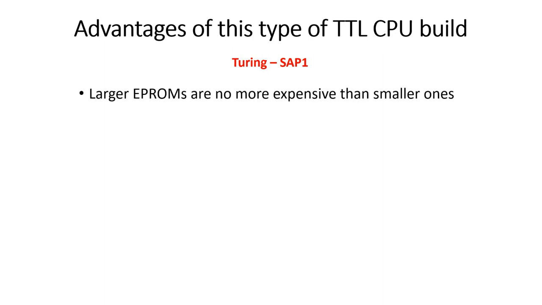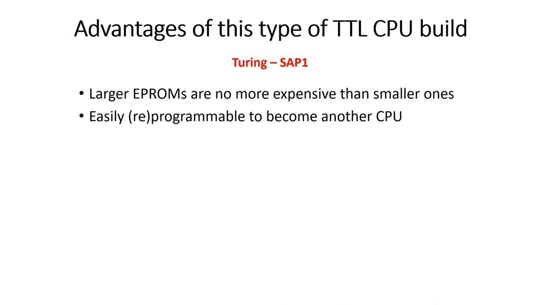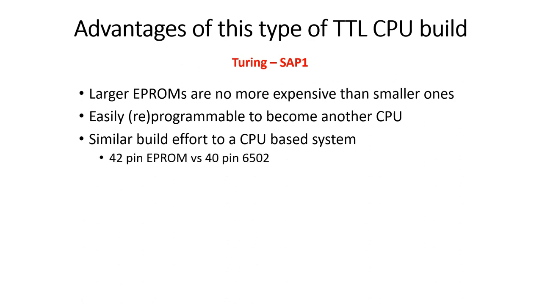What are some of the advantages of using the architecture outlined in this video series? First, larger EPROMs are no more expensive than smaller EPROMs, and it's still a trivial amount of memory compared to today's SD cards. It's pretty easy to make the machine ISA compatible with another CPU. This can be extremely difficult when everything's hardwired. The hardware build's a lot simpler, and it's almost on par with a CPU-based system. A 42-pin EPROM is about the same wiring complexity as a 40-pin CPU.